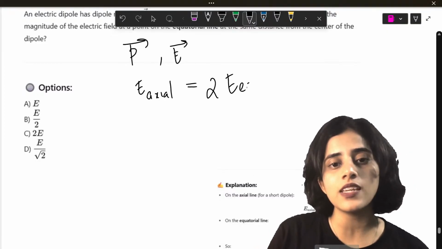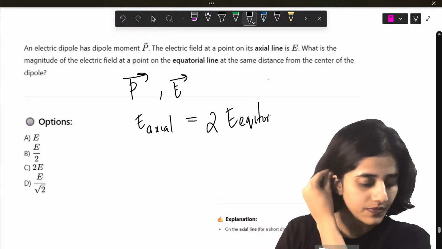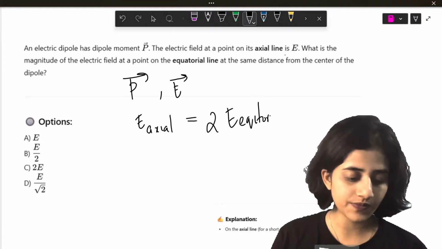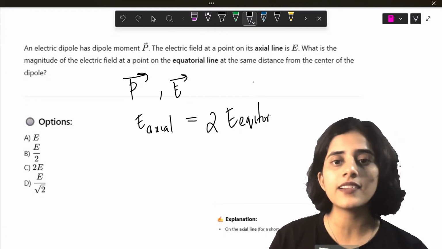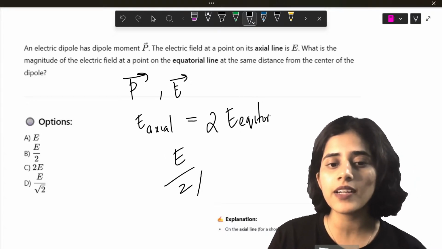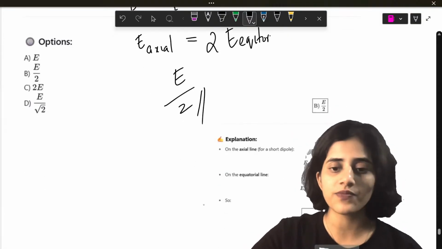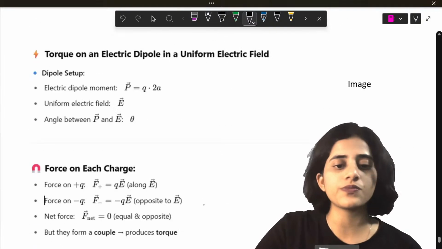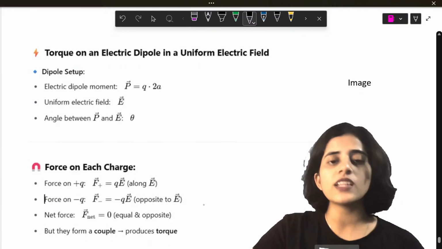2 times E equatorial. Okay. So if E axial is E, then E equatorial should be E by 2. Very easy. Directly you can say, isn't it? If E axial is E, E equatorial should be E by 2. Very easy. Okay. So that's about dipole.